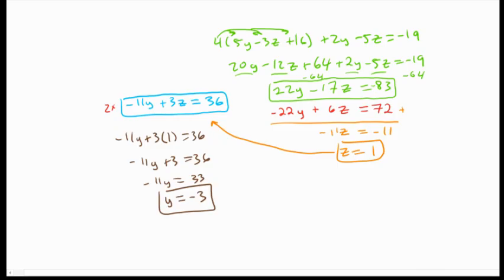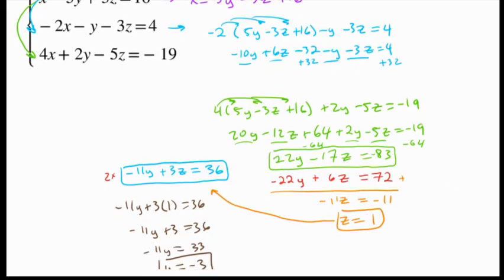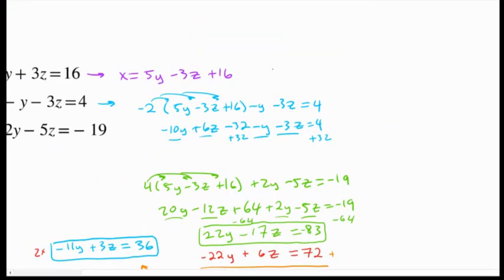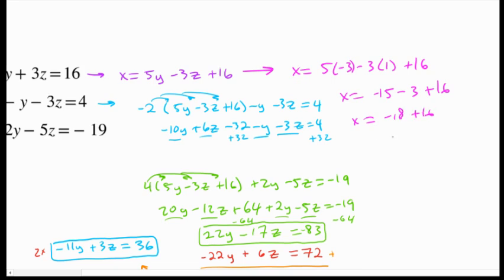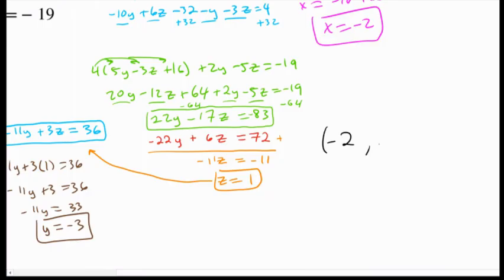And lastly, I'm going to plug both of those terms, y and z, back into my purple equation up here. So negative 3 and 1. So this becomes x equals negative 5 times negative 3 and 1. Negative 15 minus 3 plus 16. Negative 18. x equals negative 2. Now I have all 3 of my variables, which is good. And I'm going to put those all together and write it as a coordinate here. So negative 2, negative 3, 1.